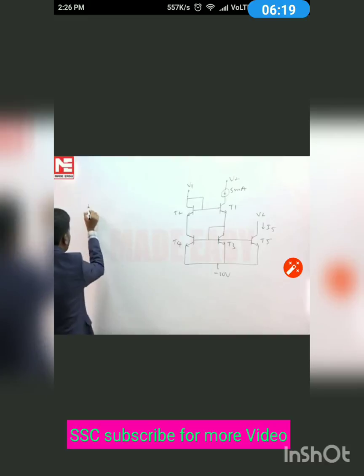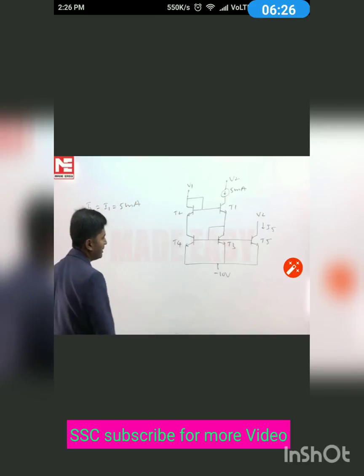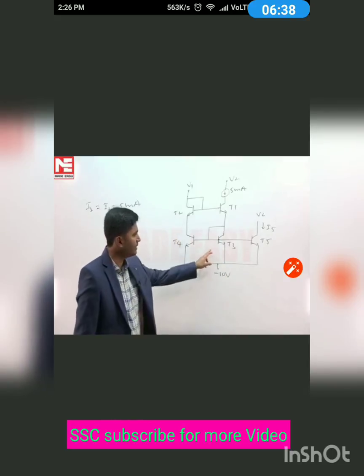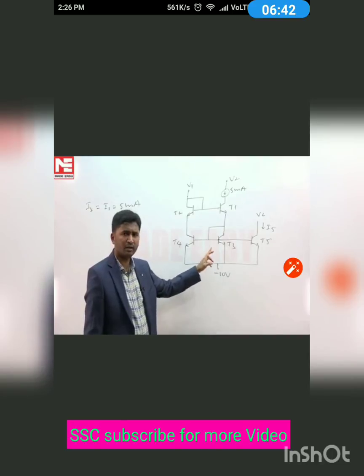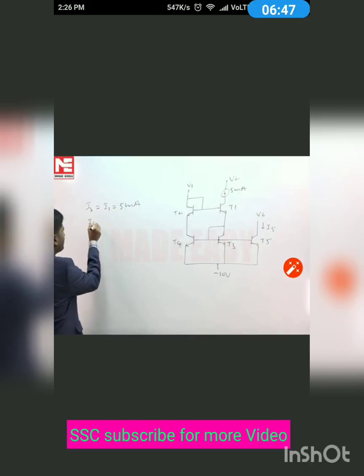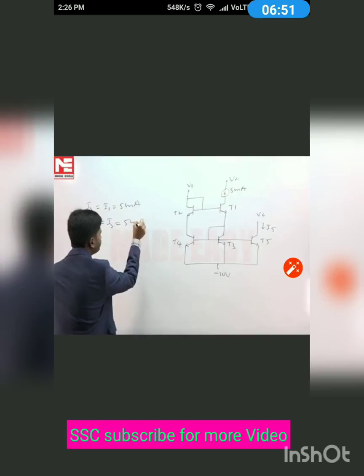be equal. I3 is the same as I1, and that is equal to 5 milliampere. And then T3, T4 will have perfectly equal VB because their bases are shorted and emitters are also shorted. Now if two transistors are identical and they have perfectly equal VB, then their currents will be equal. So current in T3 and current in T4 will be the same. I4 equals I3 equals 5 milliampere.